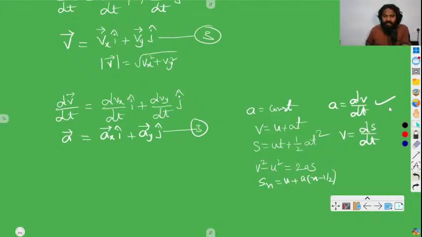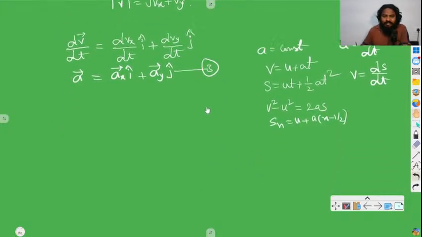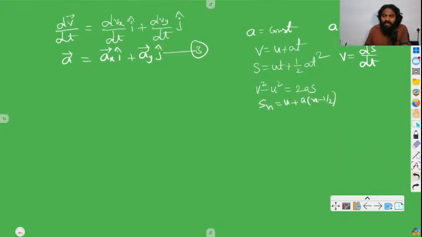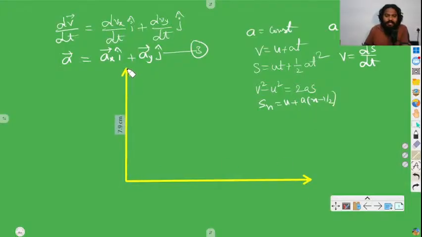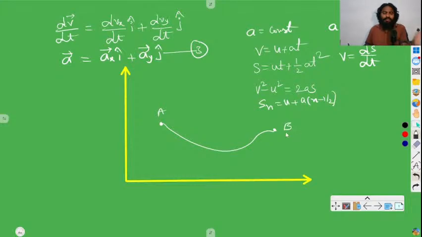So now in the same way, in two-dimensional motion, for example, just imagine a particle is moving in a plane. This is the x-axis, and this is the y-axis. Initially the particle is here, and then it is going somewhere, like B. This is the initial position of the particle, and this is the final position of the particle.